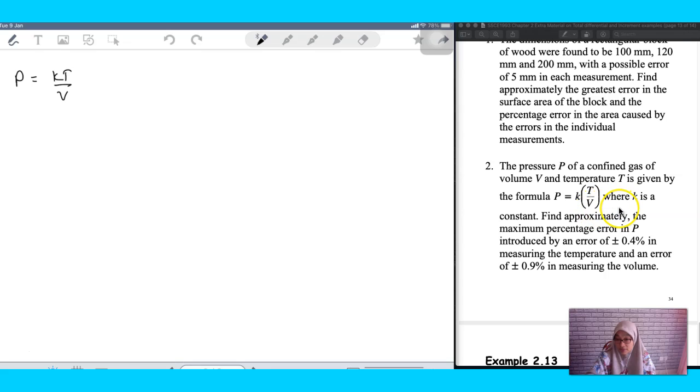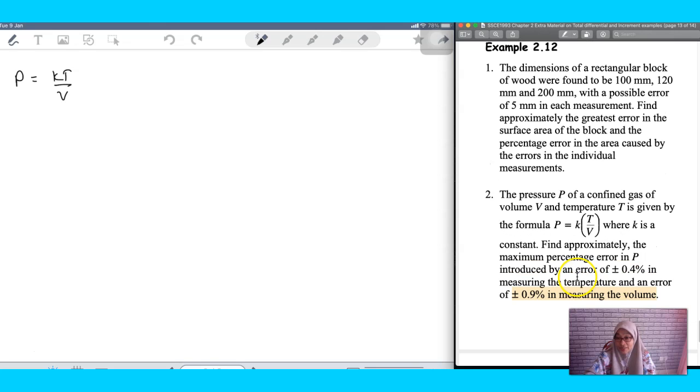K is constant. The question, so we highlight the question: find approximately the maximum percentage error in pressure where there is error. The error here is given in percentage form, that is plus minus 0.4% for temperature and plus minus 0.9% for volume.